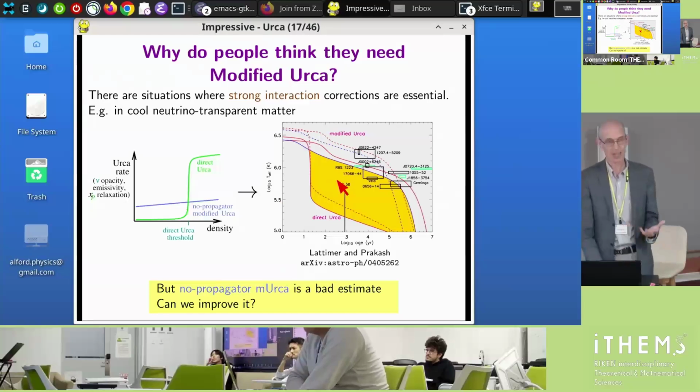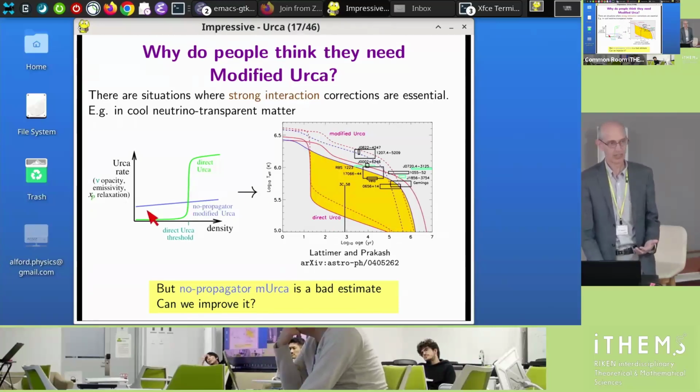Again, I'm not going to ask you to understand this plot, but here they've got cooling. This is temperature as a function of age for neutron stars. And these lines here track how stars cool if they've got modified Urca, and these lines track how they cool if they've got direct Urca going. And there's a huge difference.